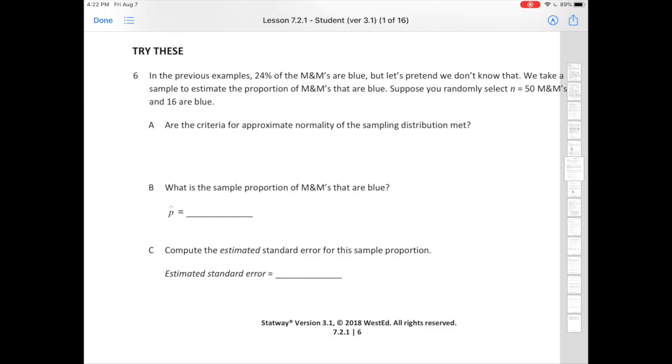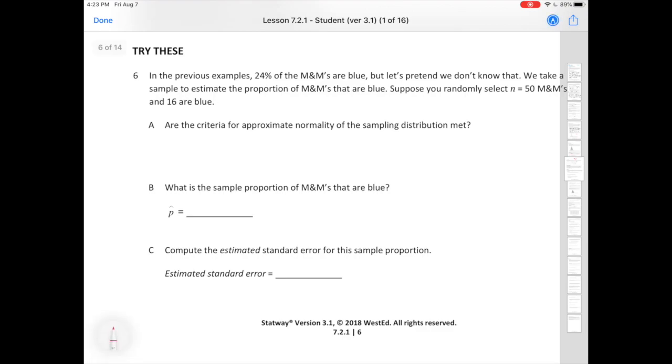Okay, let's keep going. In the previous examples, 24% of the M&Ms are blue, but let's pretend that we don't know that. I mean, if we were just doing an experiment to figure this out, we wouldn't know 24%, right? 24% is this population proportion P, which we are not aware of. We take a sample to estimate the proportion of M&Ms that are blue. Suppose you randomly select n equals 50 M&Ms and 16 of them are blue. Are the criteria for approximate normality of the sampling distribution met?